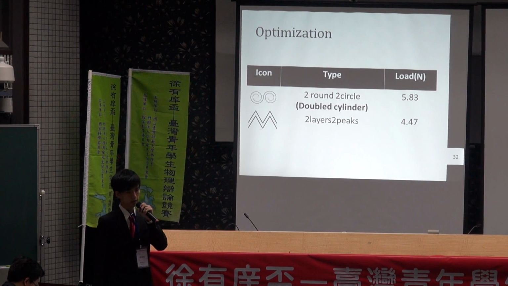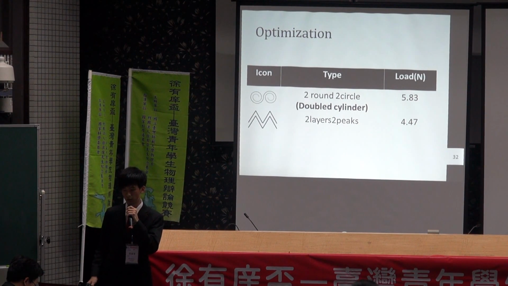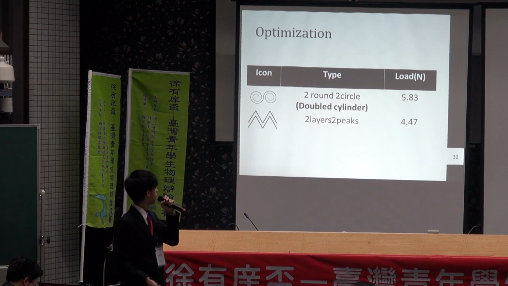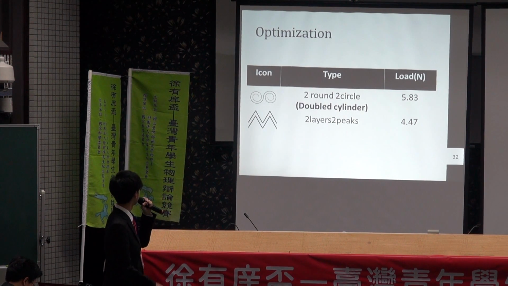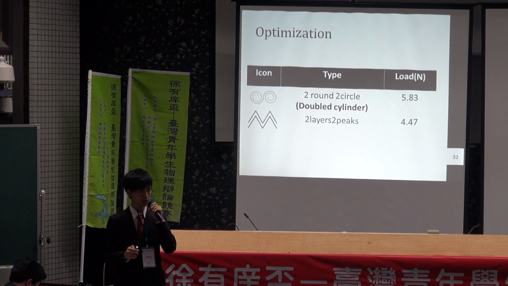And here's another shape in our optimization, which is the double cylinder. It has a force of 5.87, and the 2 layers, 2 peaks has a load of 4.47.